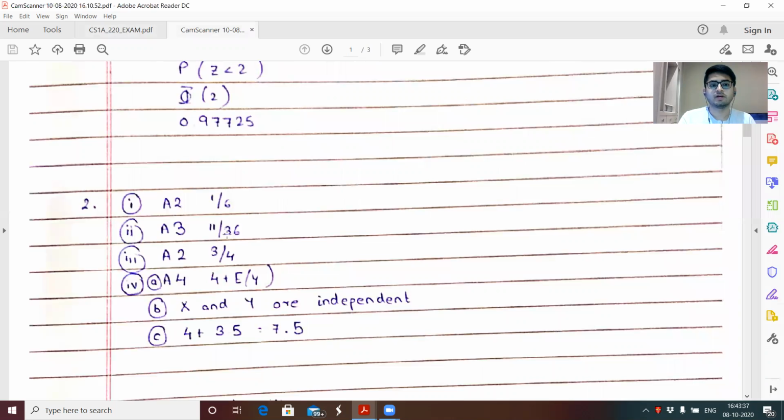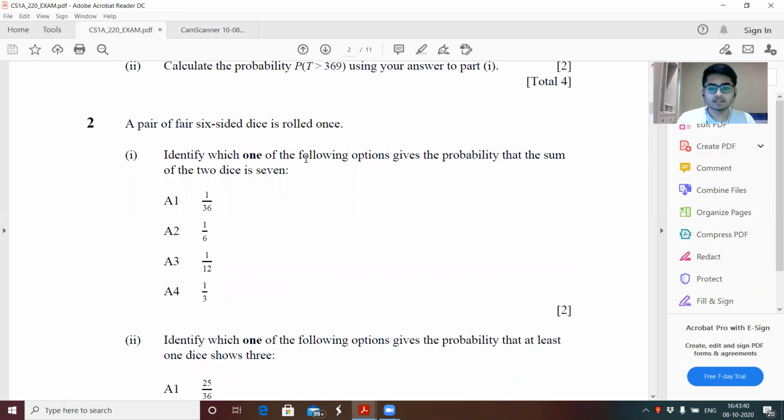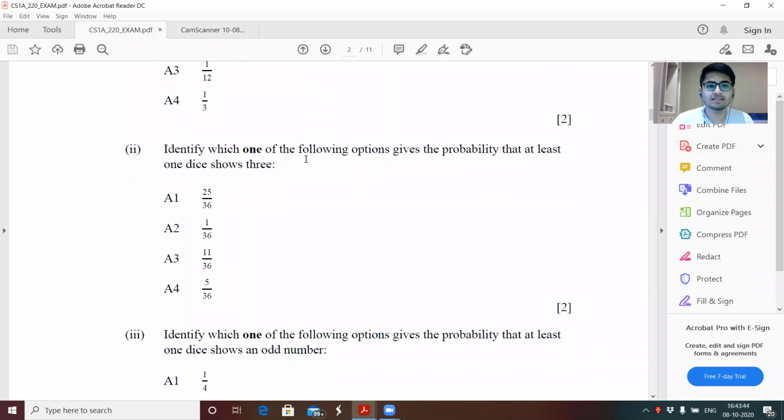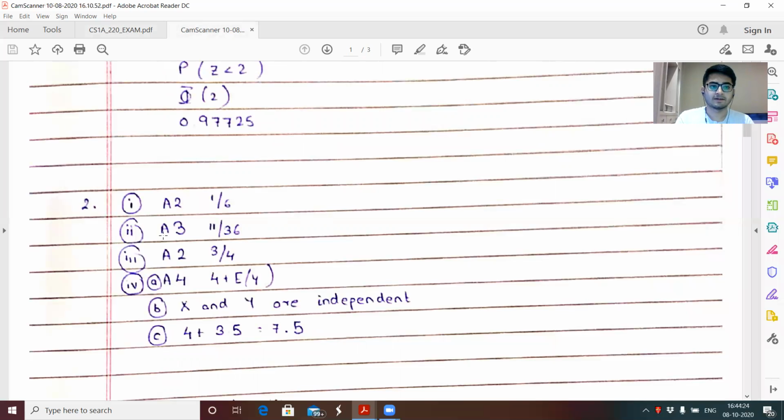So question 2, part 1, the answer is A2, 1 by 6. The next part was to identify the probability that at least one die shows 3. This probability is 1 minus the probability that none of them shows 3. The probability of not getting a 3 in both rolls would be 5 by 6 into 5 by 6, which comes out to be 25 by 36. So the required answer would be 1 minus 25 by 36, which is 11 by 36. So part 2, A3, 11 by 36. A pretty direct question again.